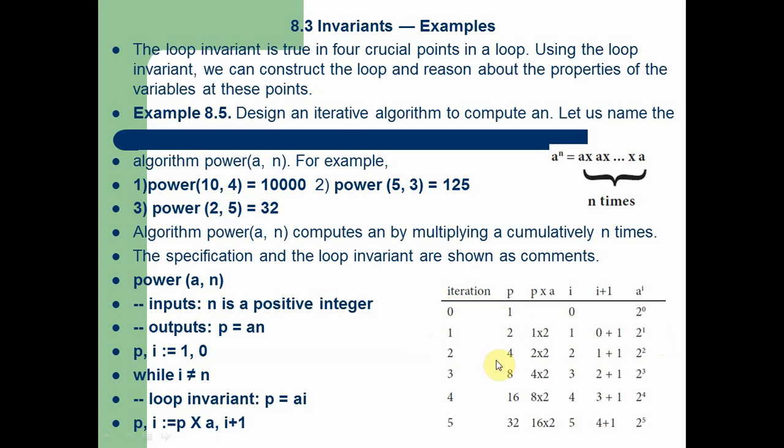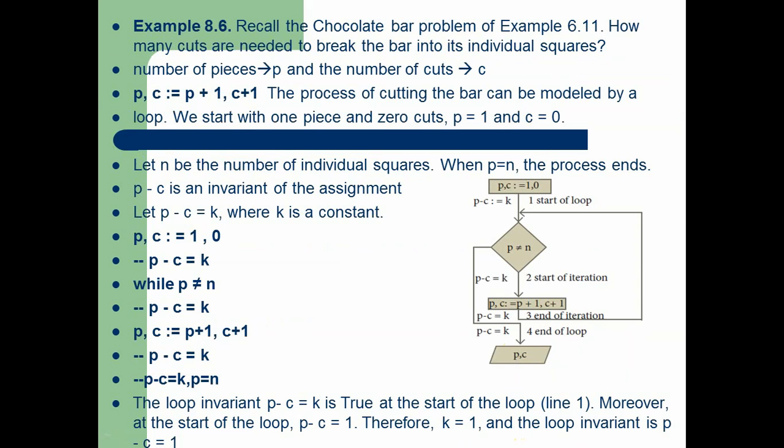At the second iteration, the value of p is 4 and the value of i is 2, since 2 power of 2 is 4. In this way we find all the power values, and finally we get the output of 2 power of 5, that is 32, which we store in the variable p. In this situation all the variables are executed and updated each and every time. So this is how we calculate the invariant.